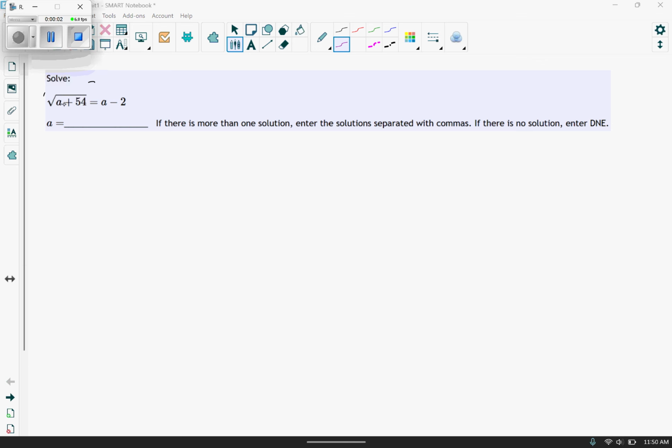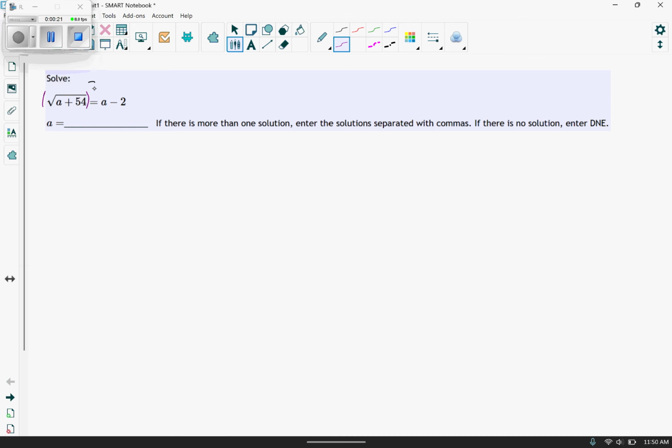Okay, so we're trying to solve for a here, and currently we've got a square root with a plus 54, and then we have equals a minus 2. And you can kind of play around with it and try to guess, but that would be pretty challenging. So one of our strategies is to eliminate the square root. So I'm going to start by doing that.